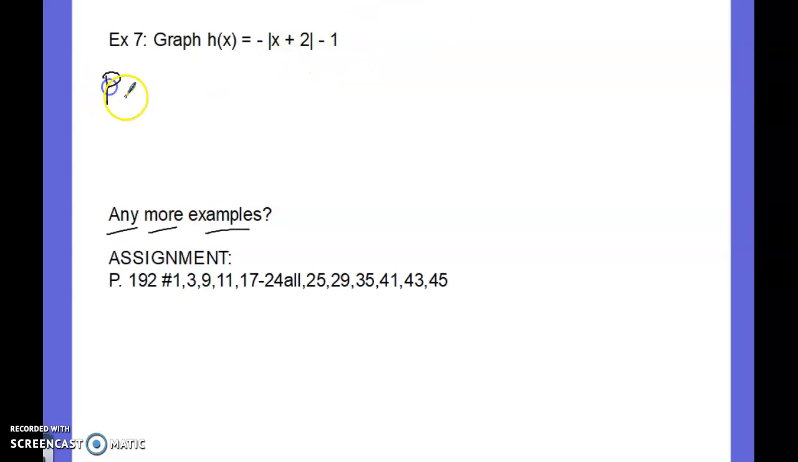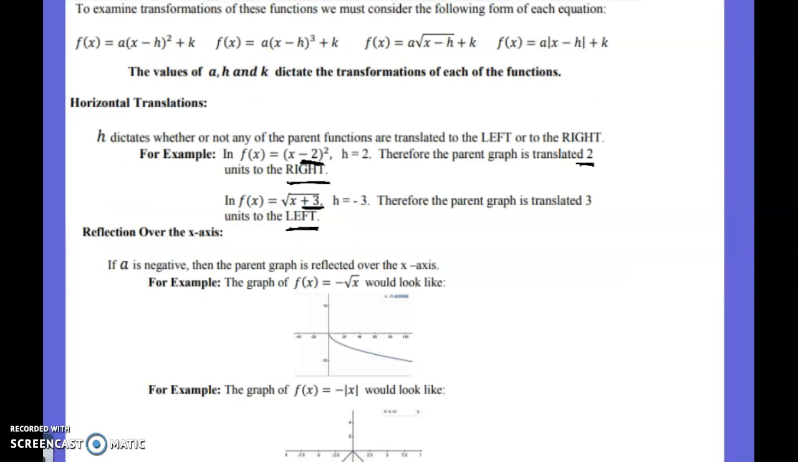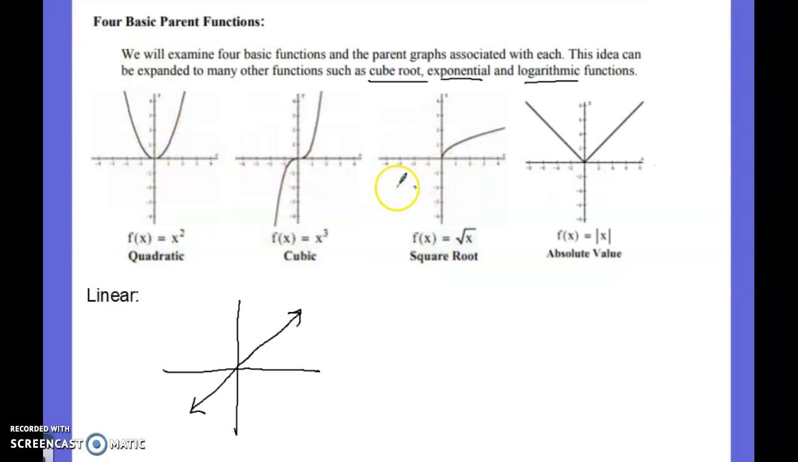So what's your parent graph? Okay, well, it's the absolute value. Absolute value is that V shape. And by the way, Desmos will help you. If at any point you get stuck, you do have Desmos, the graphing calculator, to help you. This is reflecting, so it's a downwards V. This plus 2 means left 2. Minus on the outside means down 1. And you can use this as a reference because I don't think I'm going to have any other ones. You might need to reference these parent functions.